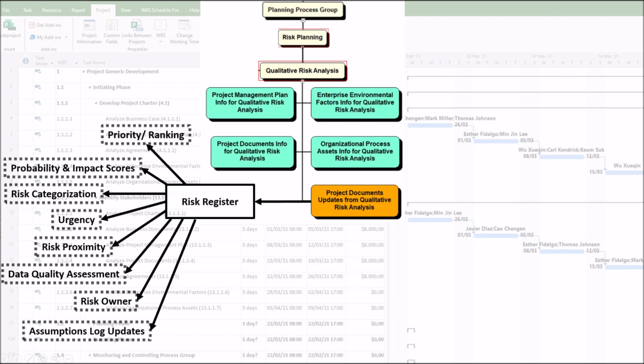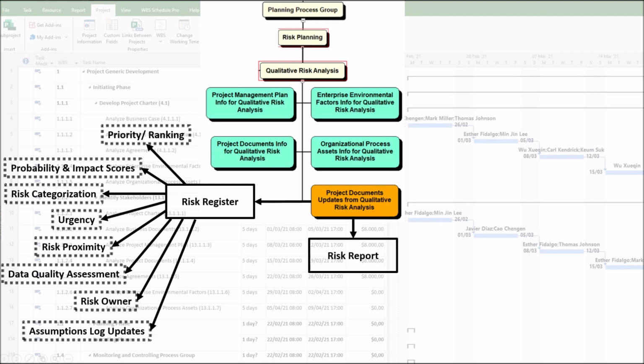The eighth component is assumptions log updates. It links risks to underlying assumptions, such as risk of server failure is high, but we assumed the data center has redundant power. It is based on root cause analysis. Exposes fragile assumptions. If an assumption is likely to be false, the related risk automatically becomes higher priority.